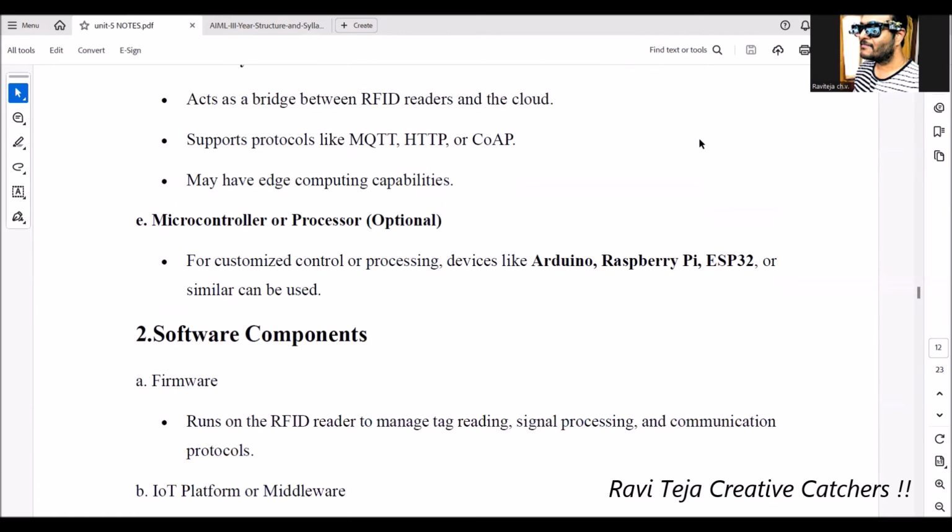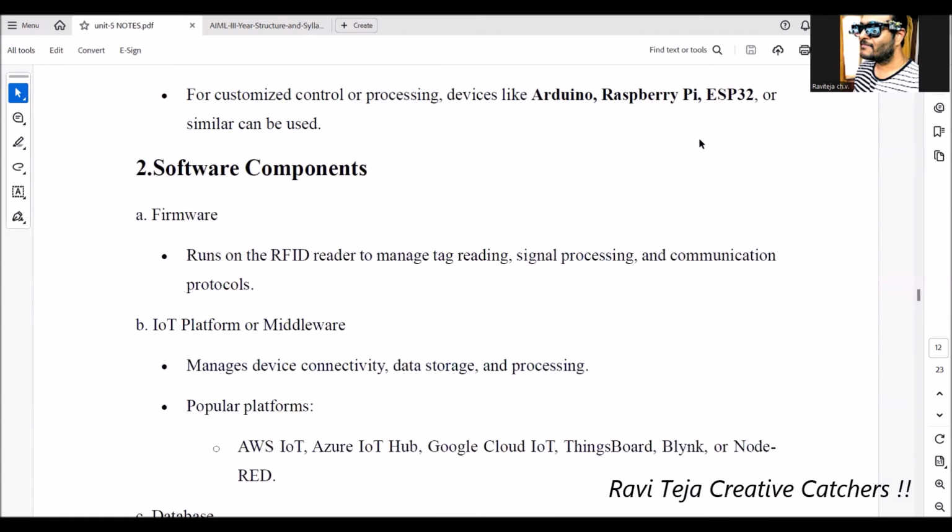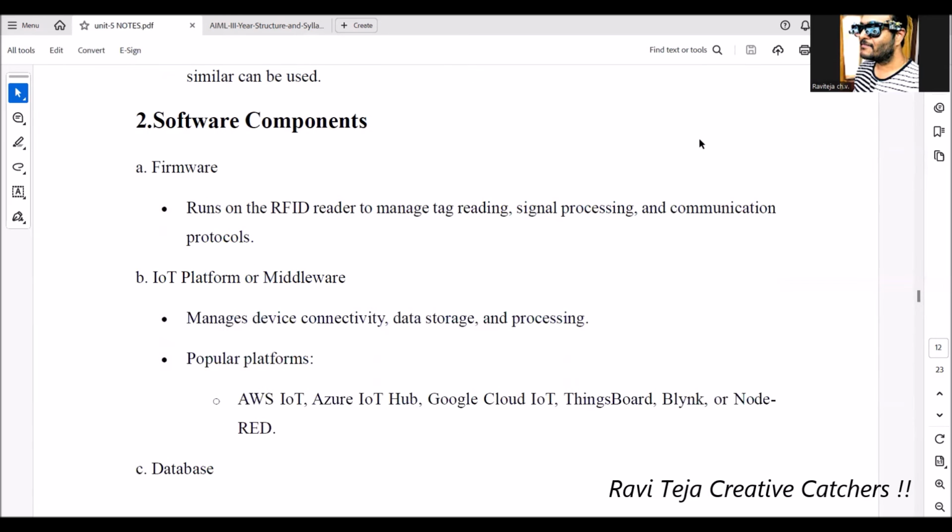And if we see the software components, we have firmware that runs on the RFID reader to manage the reading of the tag, signal processing and communication protocol. Coming to the IoT platform or the middleware, it is used for managing device connectivity, data storage, as well as processing. The popular platforms for IoT applications with respect to RFID are Amazon Web Services IoT, AWS IoT, Azure IoT Hub, Google Cloud IoT, ThingsBoard, Blynk, and Node.js.